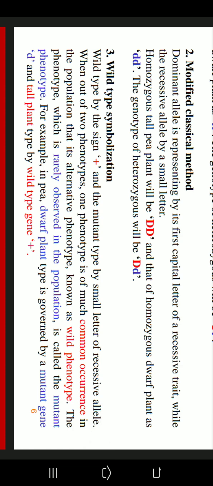Then we will learn the wild type symbolization. The wild type is represented by the plus sign and the mutant type by the small letter of the recessive allele. When out of two phenotypes, one phenotype is much more common in the population, the alternative phenotype is known as the wild phenotype.